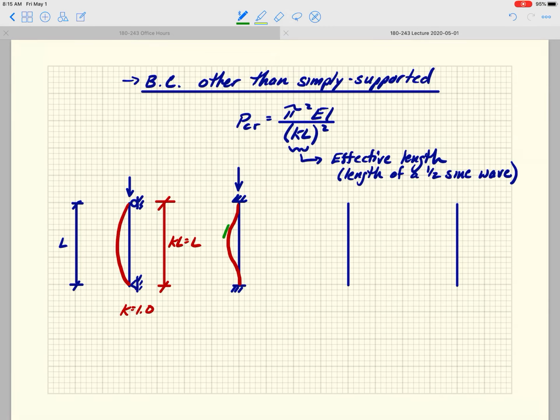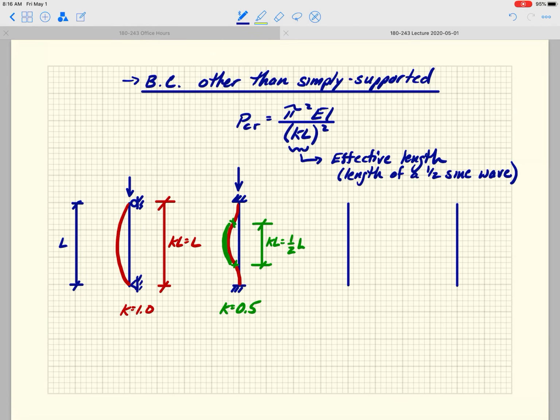And I guess I can do it in green. There is a location here where this guy is basically a half sine wave. So that here is KL equals actually 1/2 L. And so in this case, K equals 0.5. You can see these are inflection points here. That's where the buckled shape goes from being concave to the left to concave to the right, okay?